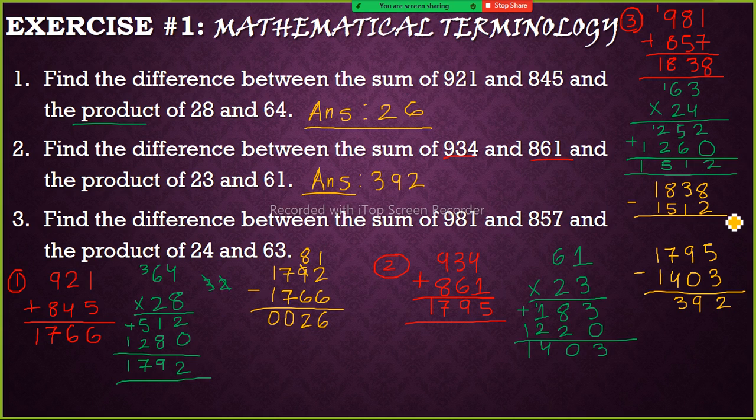So that means that we have 8 minus 2, which is 6. 3 minus 1, which is 2. 8 minus 5, which is 3. And it's 1 minus 1, which is 0. So the answer for this one is 326. Is that what you got, Jasmine?